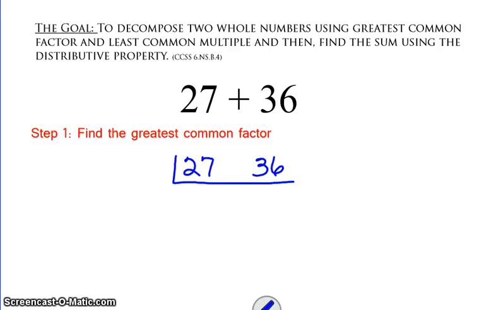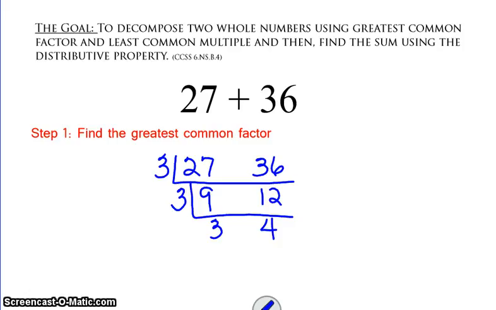3 does go evenly into 27, 9 times, and it goes evenly into 36, 12 times. 9 and 12 are composite numbers. So we are going to look for another prime factor that goes into both of those. Starting again with 2, we know that 2 will not go into the 9 because it's an odd number. So now we'll move to 3. And 9 is divisible by 3, and 12 is divisible by 3.